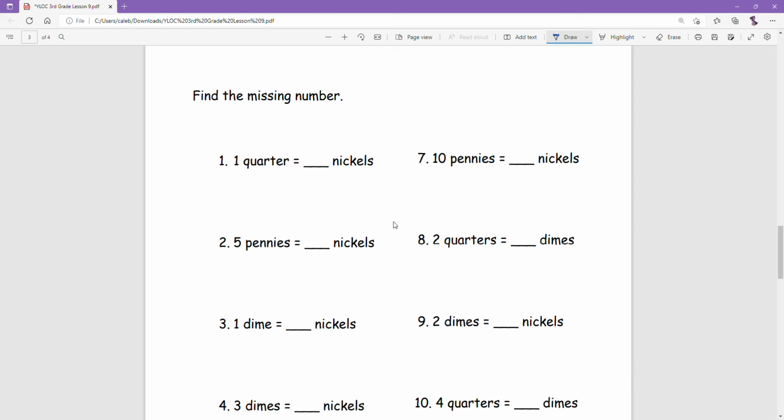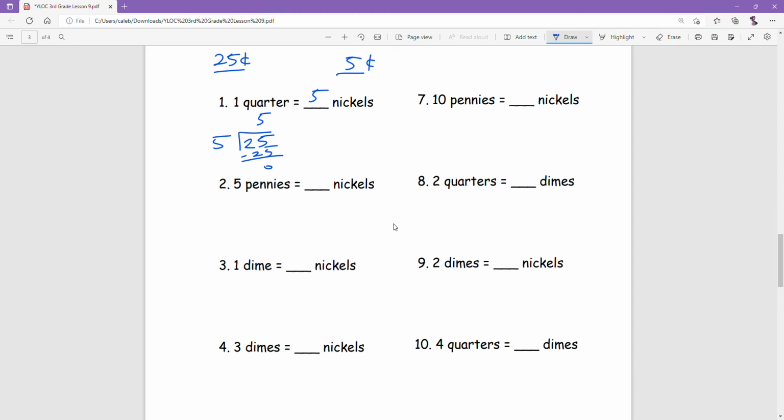So we have 1/4 equals how many nickels? So 1/4 is 25 cents. And 1 nickel is 5 cents. So we need to see how many nickels are in 25 quarters. So what we're going to do is divide them, 25 divided by 5, and 5 can't go into 2, but 5 5s can go into 25. So it's going to be 5 nickels.